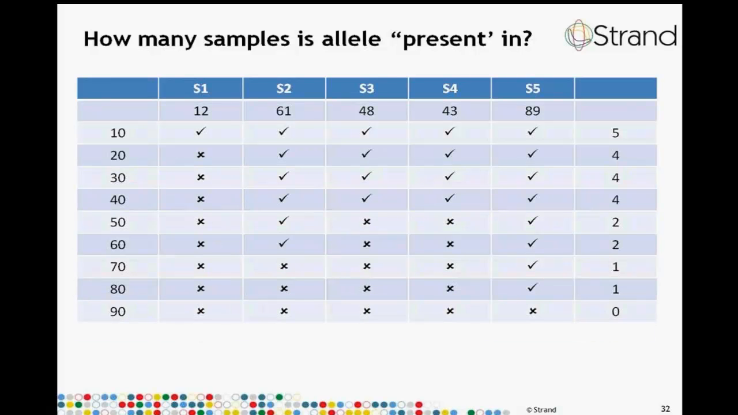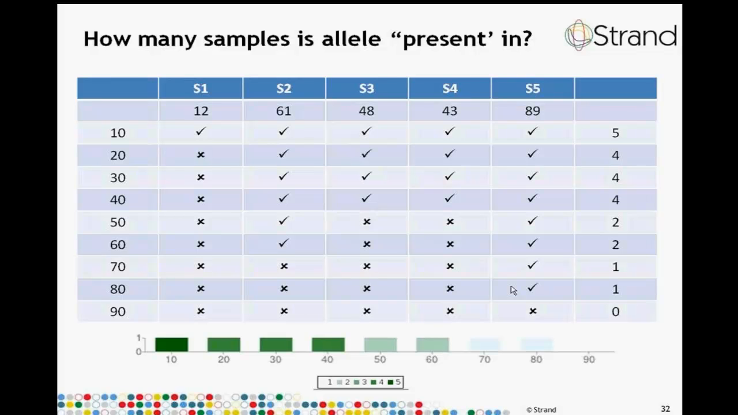So as we keep changing the supporting read threshold, this is what the spreadsheet would look like. When we have a very low threshold, such as 10%, then we would say that it's present in all 5 samples. But as we keep increasing that supporting read threshold, the number of samples in which we would consider that allele to be present would keep decreasing. And in fact, when you raise the threshold to 90, you can see that that variant allele is absent from all 5 samples. So essentially, we have a relationship between the supporting read threshold and the number of samples in which we would consider the allele to be present.